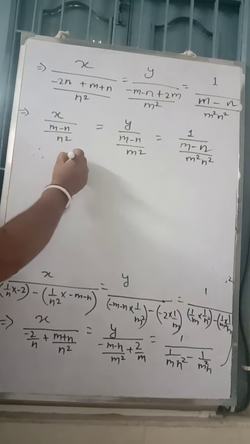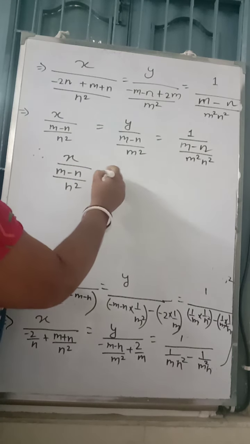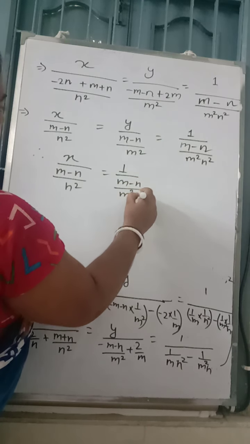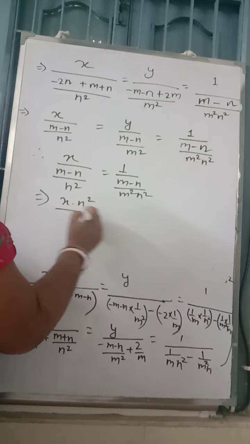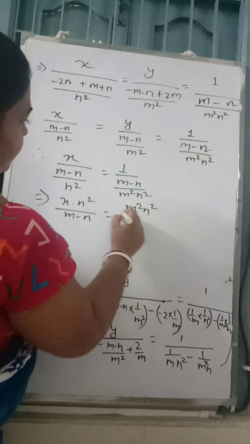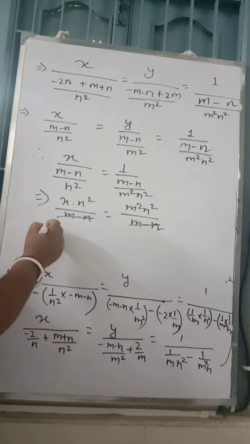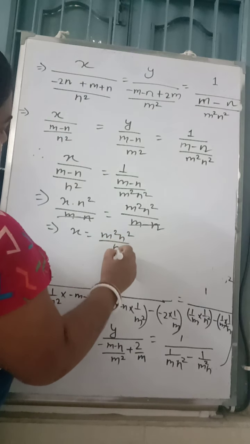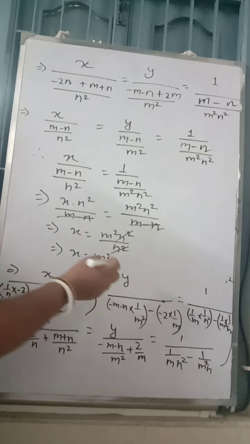Now x by m minus n by n square is equal to 1 by m minus n by m square n square, or it gives you x into n square by m minus n is equal to m square n square by m minus n. Now m minus n I have cancelled. x is equal to m square n square by n square. So the x value we have got is m square.